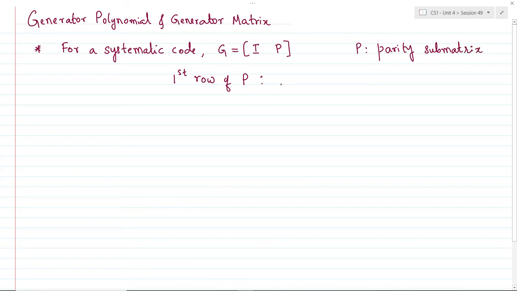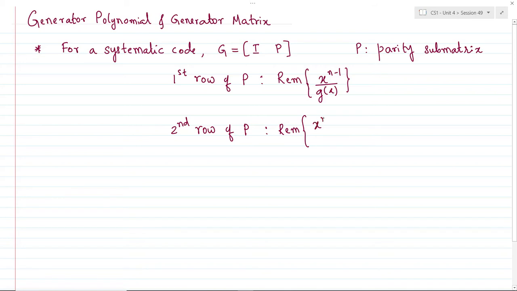The first row of P can be obtained by finding the remainder of the division of x power n minus 1 over g of x. That would be the first row. Similarly, the second row of this parity matrix is obtained by finding the remainder of the division of x power n minus 2 over g of x, and so on. We can extend this for k times.